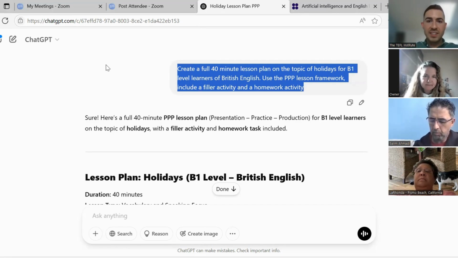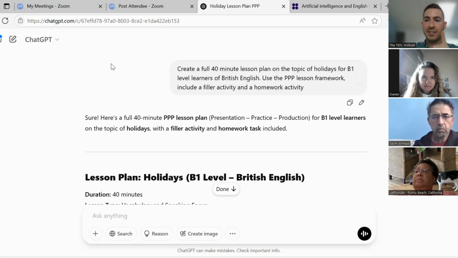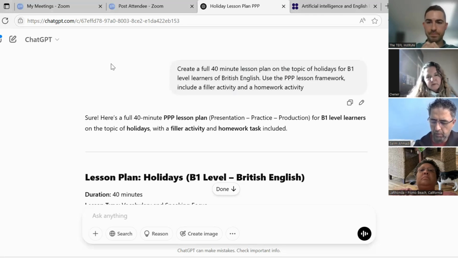I could add some more details here if I wanted. For example, differentiate this lesson, or come up with 2 extra activities that I can use with students who finish tasks quicker than others, or suggest a quick speaking activity not included in this lesson plan. Anything else at all. The more specific and the more detail you can include in your prompt, the better the output will be from ChatGPT.